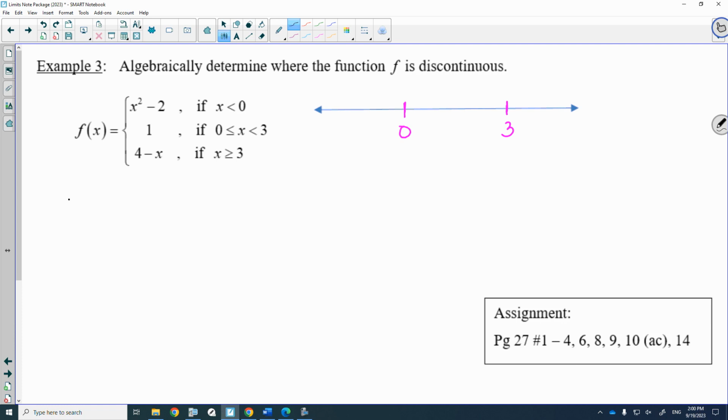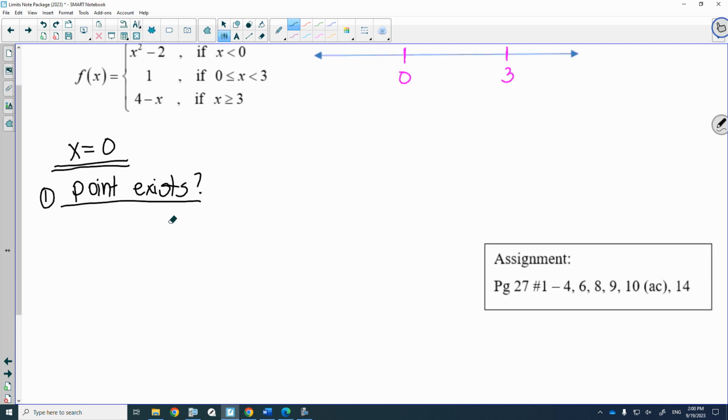Okay, so first let's check x is equal to 0. We're going to check, sorry, not 3, we'll do 0 first. Is our function continuous or discontinuous at x is equal to 0? We've got to do all the work. We have to first find if the point exists. So I need to plug in f of 0.